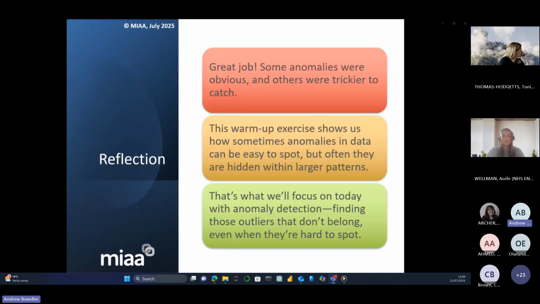Great job, everyone. You've done an excellent job spotting the anomalies. Some of them were easier to catch, while others required a bit more thought. This warm-up shows us how anomalies in data can sometimes be obvious, but other times they're hidden within broader patterns, and that's exactly what we'll be talking about in today's session. How to use anomaly detection to find those outliers even when they're hard to spot.